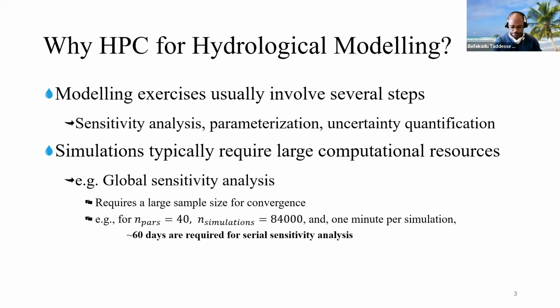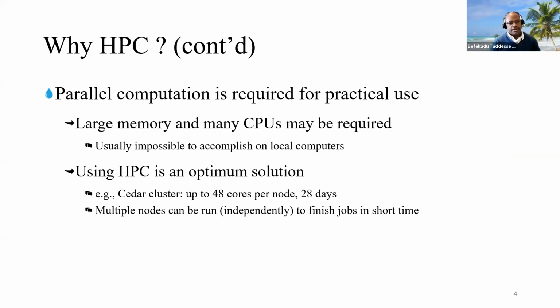And this is quite impractical for most applications, unless we have some sort of parallel computation. The problem with using parallel computation is that it's usually memory intensive and might require several CPUs depending on the nature of the job. So this might not be handy to accomplish on local computers. HPCs can be quite attractive in this sense. If we take an example of the CIDR cluster on Digital Research Alliance, we can have access to 48 parallel cores per single node, and we can submit a job to run for 28 days. On top of that, we can submit multiple jobs depending on resource availability, and this can give us a huge capacity to accomplish an enormous job in a short period of time.